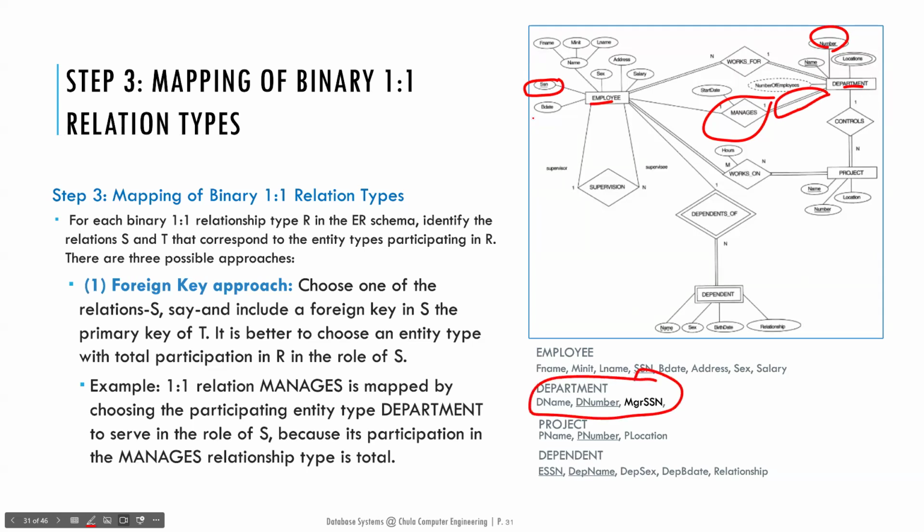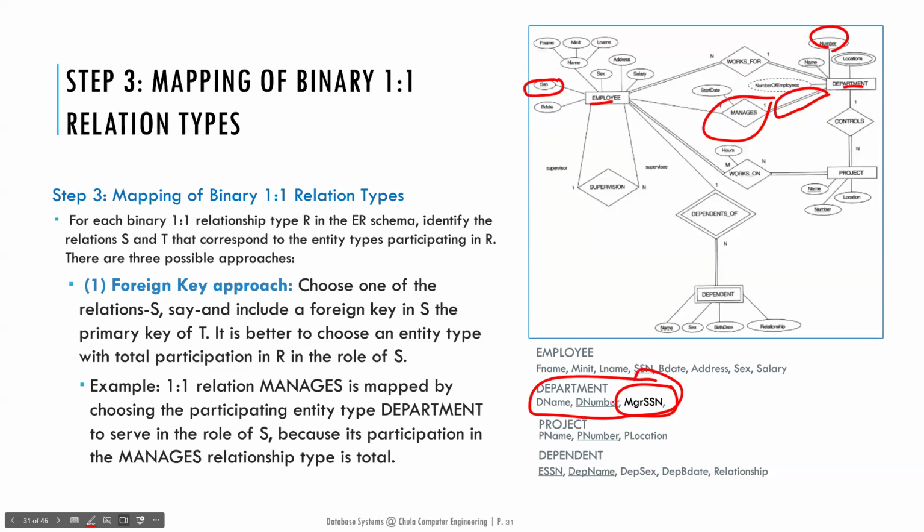And I am including the key from the other side, which is the SSN from employee, and adding it in here. Can you see that? So this is way number one. The first way is to take a look at the one-to-one relationship and see if there is a total and partial. If there are total and partial, then you take a look at the total side and put the key from the other side, the partial side, into this total side.